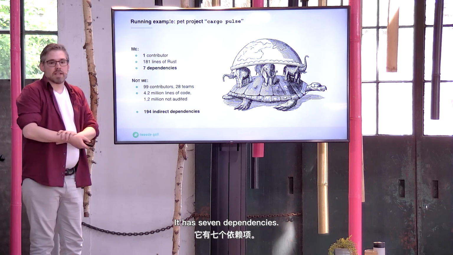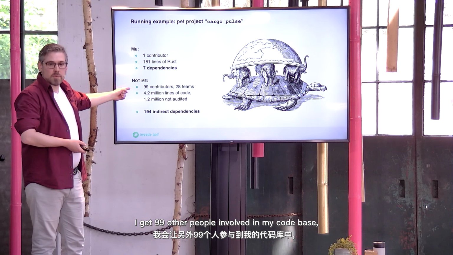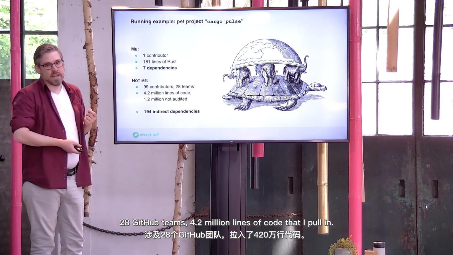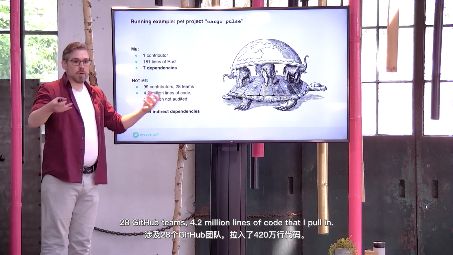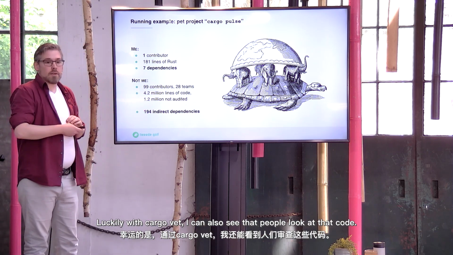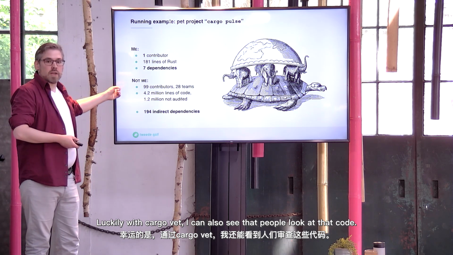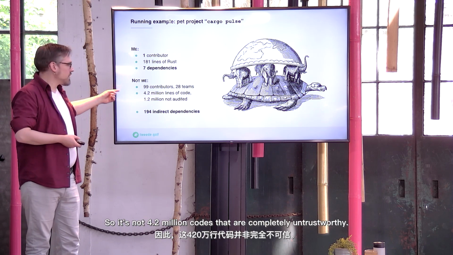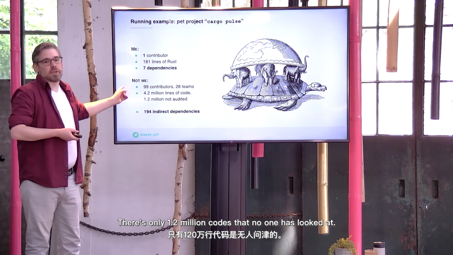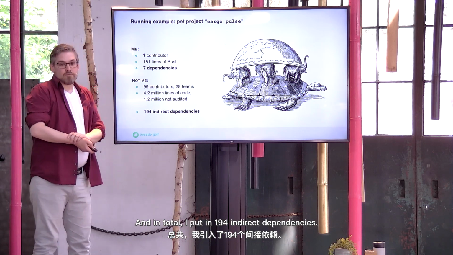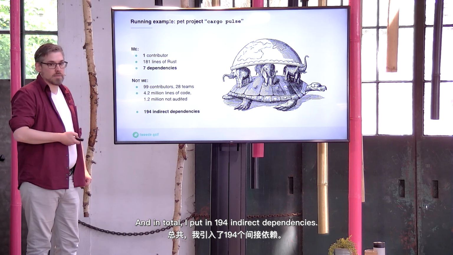It has 7 dependencies. But if I do the same trick I did for sudo, I get 99 other people involved in my code base, 28 GitHub teams, 4.2 million lines of code that I pull in. Luckily, with cargo vet, I can also see that people look at that code, people audit it. So it's not 4.2 million lines that are completely untrustworthy. There's only 1.2 million lines that no one has looked at. And in total, I put in 194 indirect dependencies.